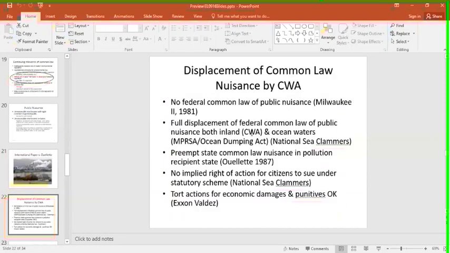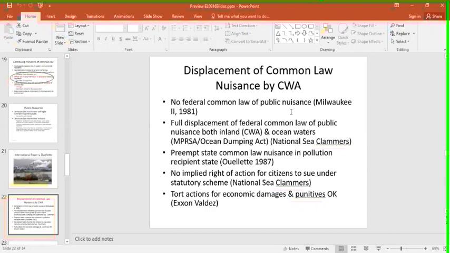Just a quick summary slide here. As I mentioned, federal public nuisance law under Milwaukee versus Illinois is displaced. That applies to both waters within the United States that are subject to the jurisdiction of the federal government under the Clean Water Act, as well as ocean waters that are subject to the jurisdiction of the federal government, of pollution that is subject to the jurisdiction under the Ocean Dumping Act. State common law nuisance is preempted in the pollution recipient state, but not in the pollution generating state.